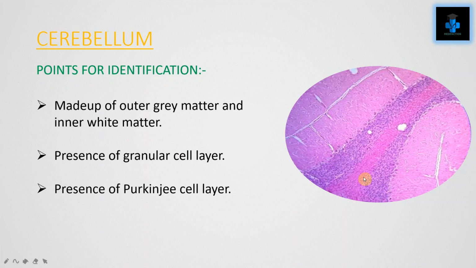Cerebellum. Important points for identification for cerebellum is presence of granular cell layer and presence of Purkinje cell layer. The cerebellum is made up of outer grey matter and inner white matter.